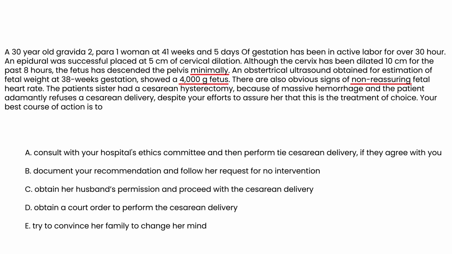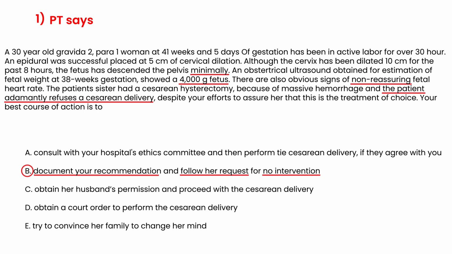Patient's sister had a cesarean hysterectomy because of massive hemorrhage, and the patient adamantly refuses a cesarean delivery, despite your efforts to assure her that this is the treatment of choice. Best course of action is, well, right off the bat, number one, what the patient says. The patient has said no, and you have to respect her wishes. It unfortunately may not be the best possible outcome, but you have to respect her wishes, document it, and you will be legally protected. So that is choice B. Document your recommendation and follow her request for no intervention.